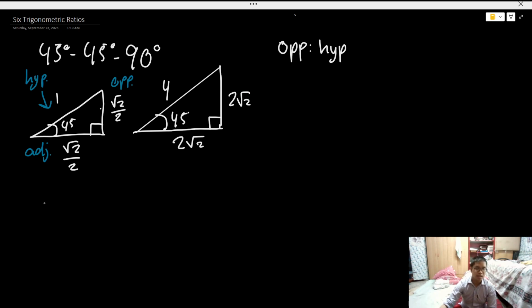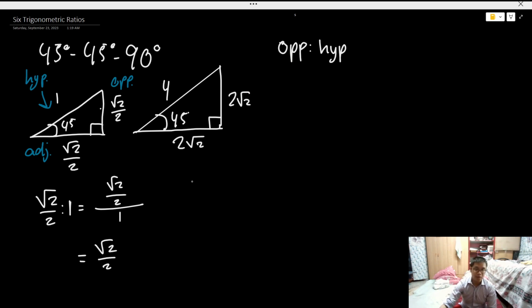The opposite in this triangle is square root of 2 all over 2. Now, the hypotenuse is 1. We can rewrite this as square root of 2 all over 2 all over 1. So the answer here is square root of 2 all over 2.